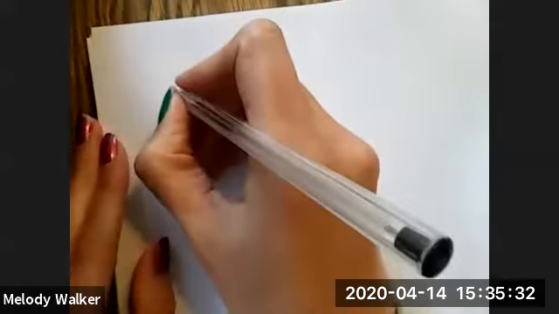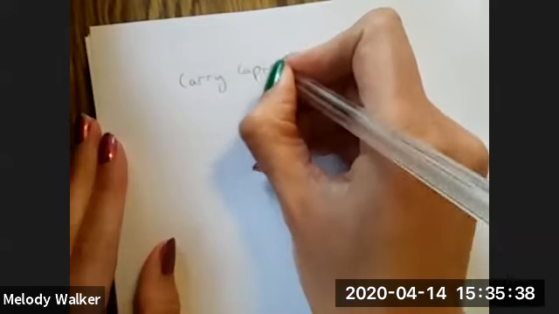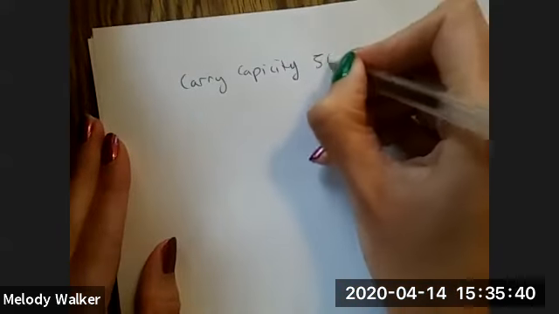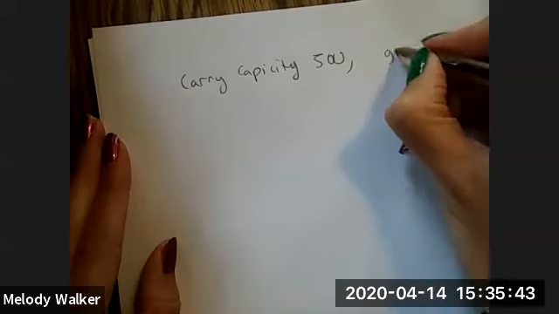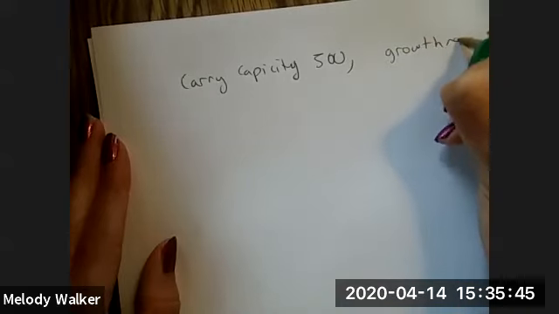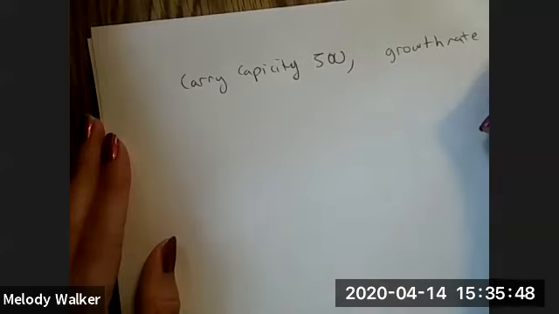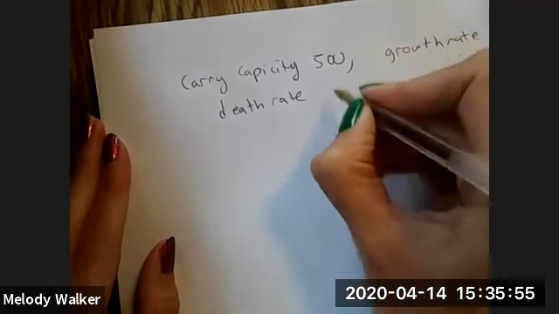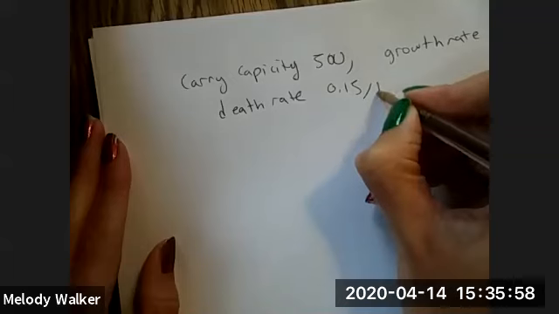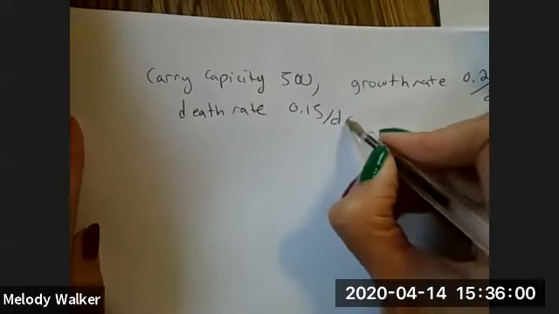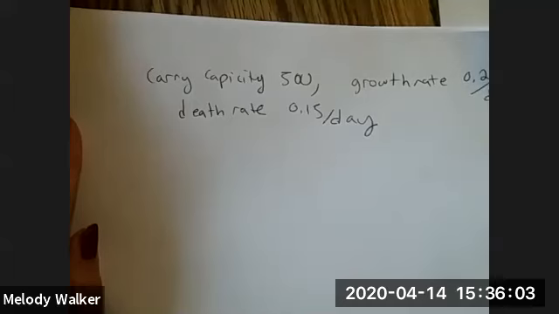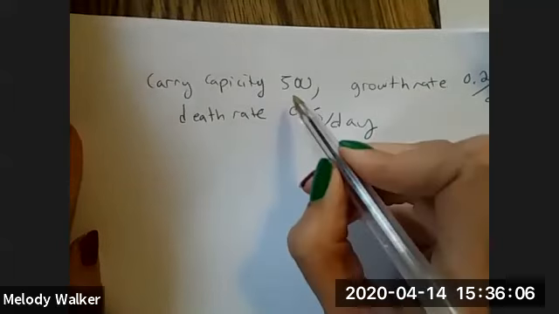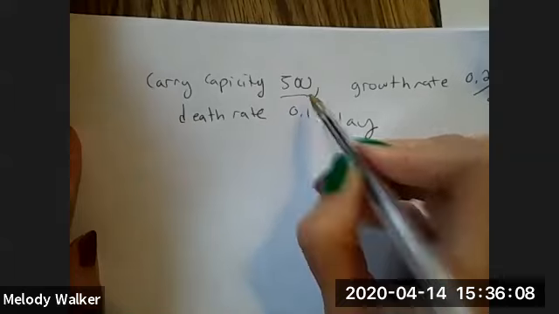So I want to consider a population that has a carrying capacity of 500, a growth rate of 0.2 per day, and a death rate of 0.15 per day. So remember that carrying capacity means that we have logistic growth.